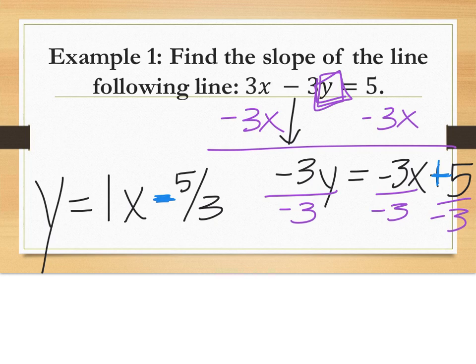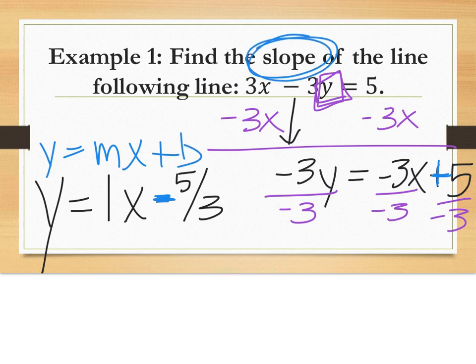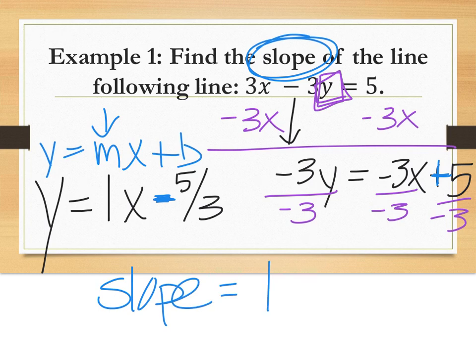So we have it in slope-intercept form now. y is equal to mx plus b. And this says find the slope of the line. Well, the slope is your m right here. And so for your final answer, you'd write the slope is 1. So this guy would be going up 1 and then over 1 if you were graphing him, up 1 and then over 1. So it'd have a positive slope going something like that.